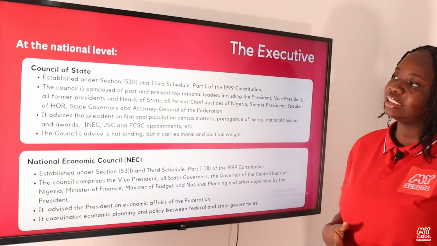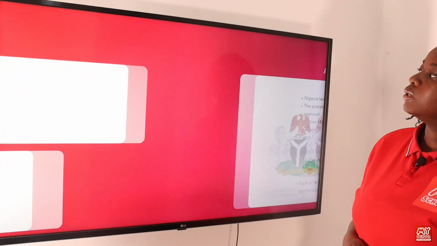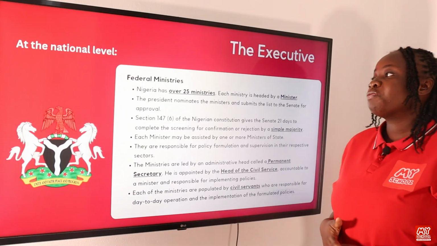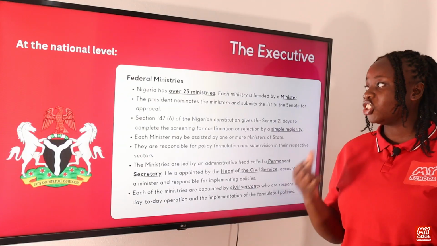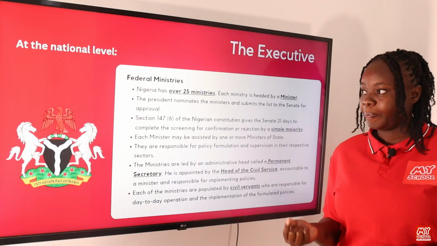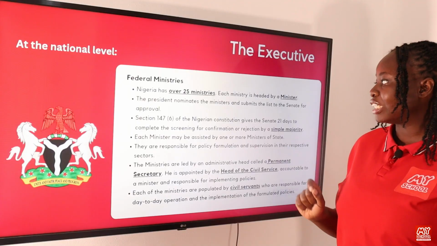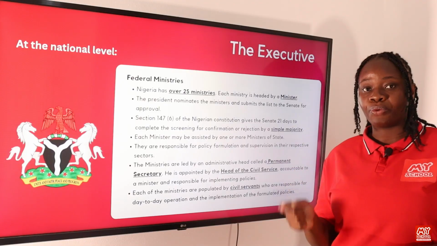Now let's move on to the next slide. Right now we're going to discuss the federal ministries. So Nigeria has over 25 ministries, and each ministry is headed by a minister. The president nominates the ministers and submits the list to the Senate for approval.